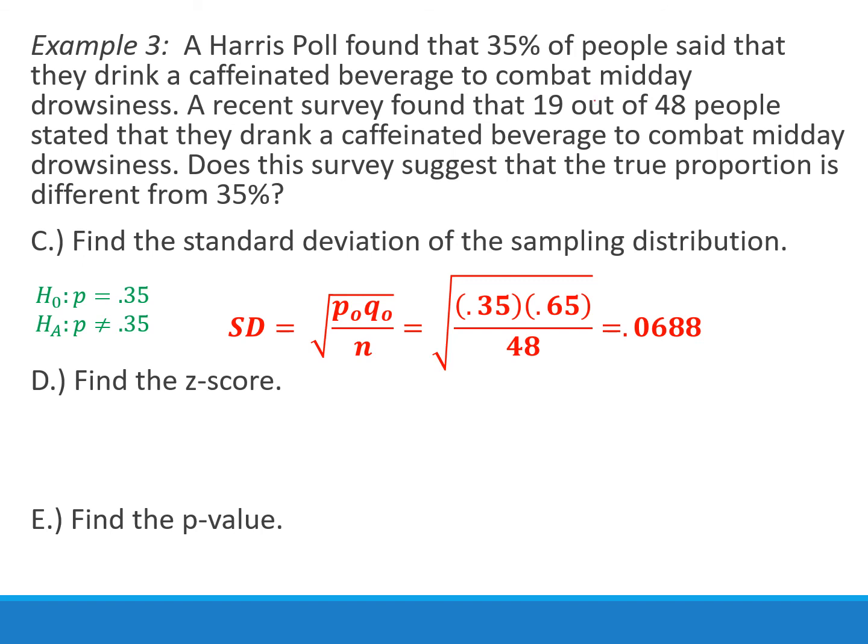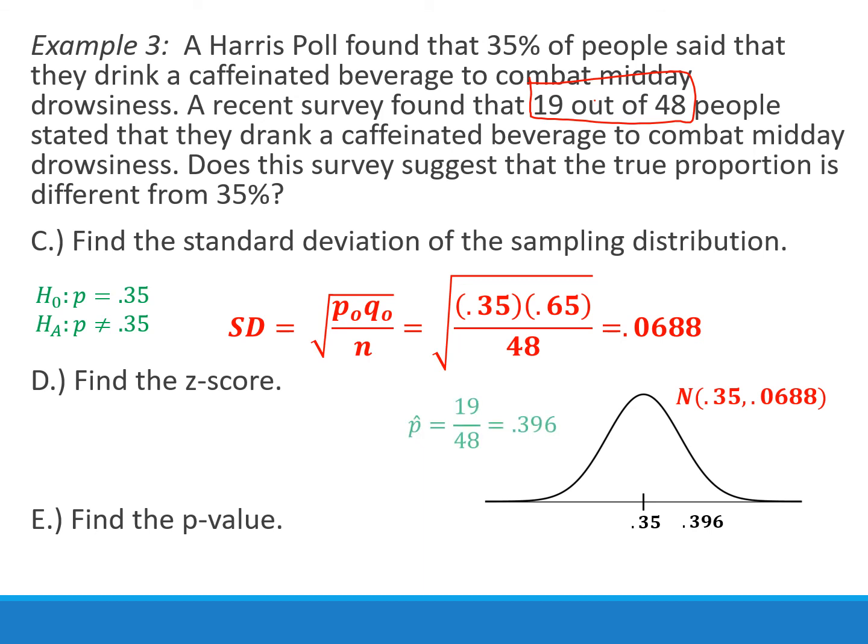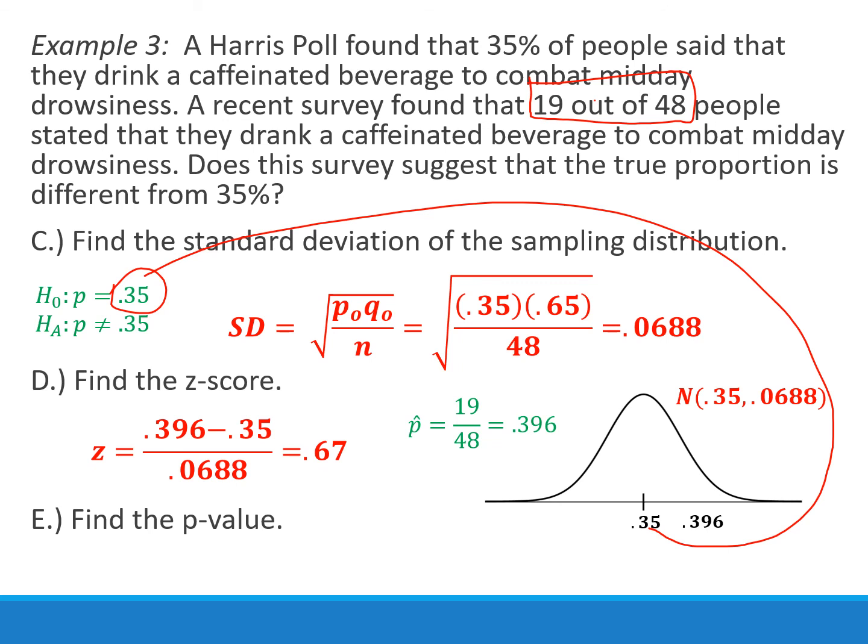Is it unusual to see this amount of people out of 48? So let's figure out what percentage that is. Okay, so we get a p-hat of 0.396. Is that an unusual percentage based on a null hypothesis of 0.35? Okay, so we find a z-score for that, and we get a z-score of 0.67. Okay, we want to find from 0.396 out to the curve.